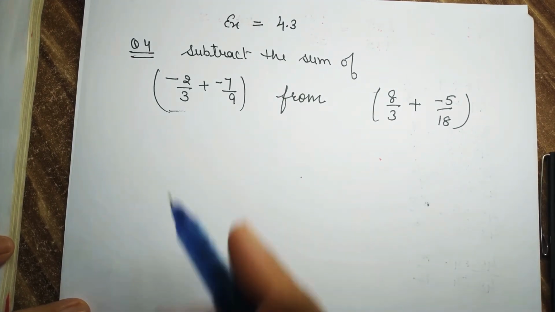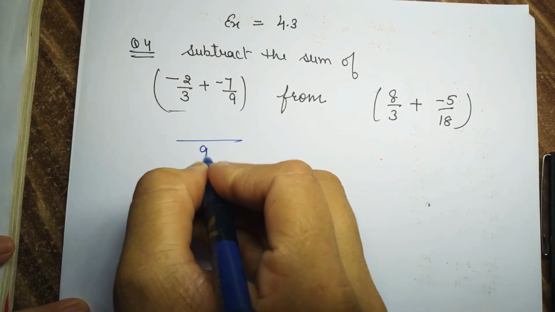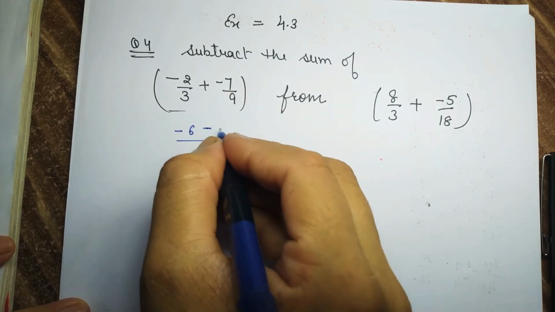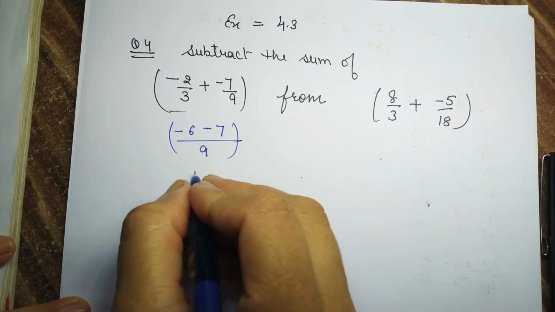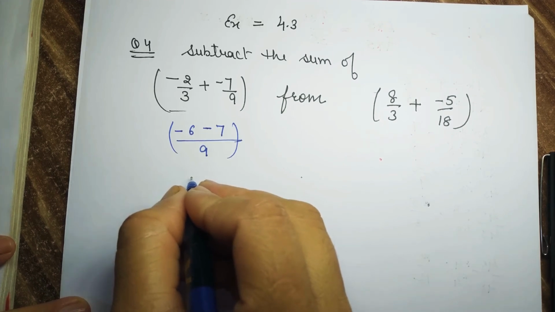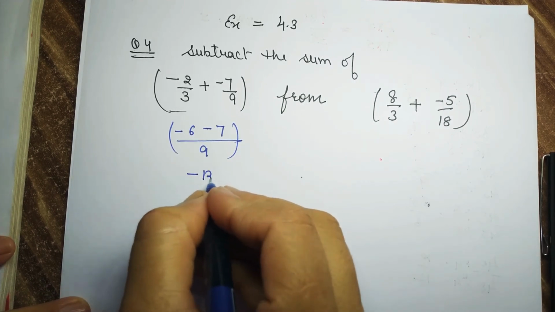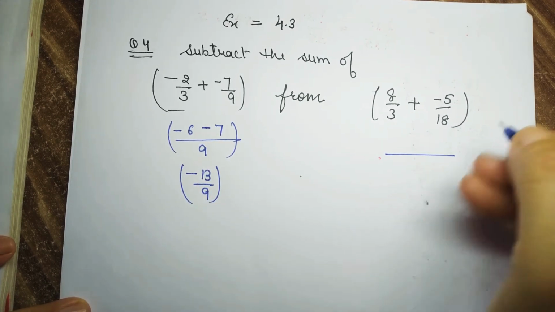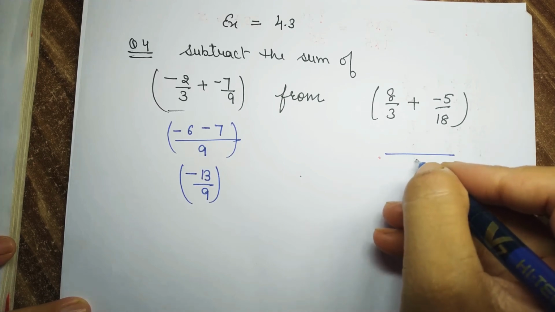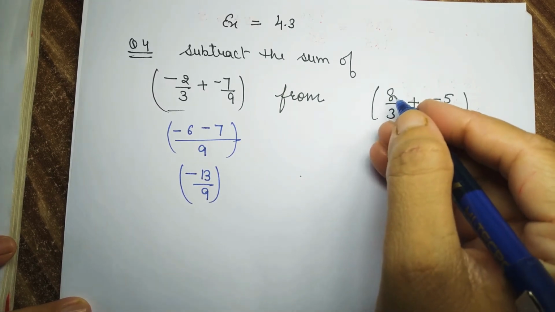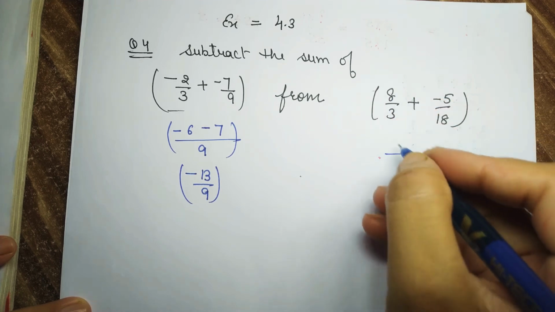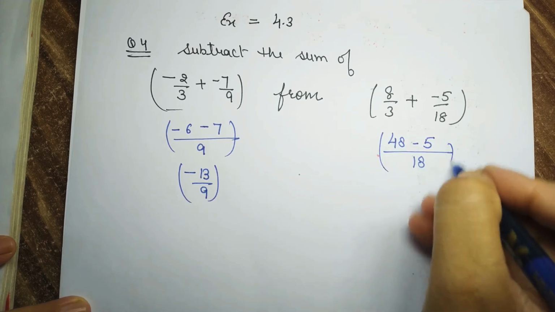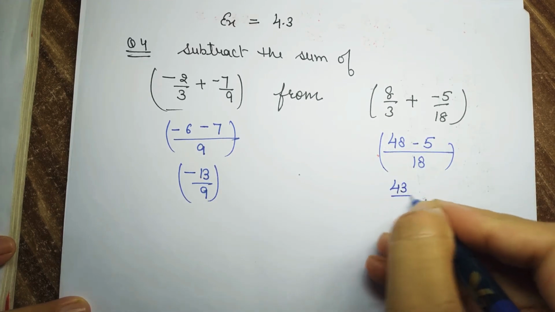Okay students, here the LCM is 9. 3 3s are 9, so 3 2s are 6. Plus minus minus 7. 7 and 6 both have the same sign, so 7 plus 6 is 13, minus 13 by 9 from here. Here the LCM is, let's check, 6 3s are 18, so the LCM is 18. 3 6s are 18, then 8 6s are 48. Plus minus minus 5, and from here we get 43 by 18.